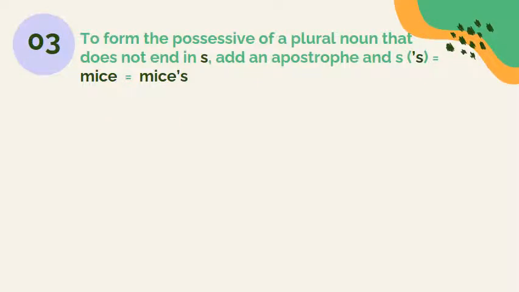To form the possessive of a plural noun that doesn't end in s, for the irregular plural noun, add an apostrophe and s. So it's similar to rule number 1 when we have a singular noun. When we have a plural noun which is irregular that doesn't take s, we have to do the same. We add apostrophe then s. Example, mice's, apostrophe then s.